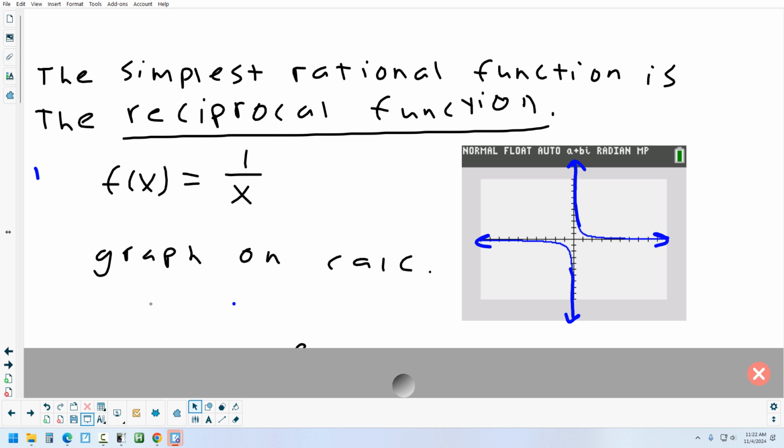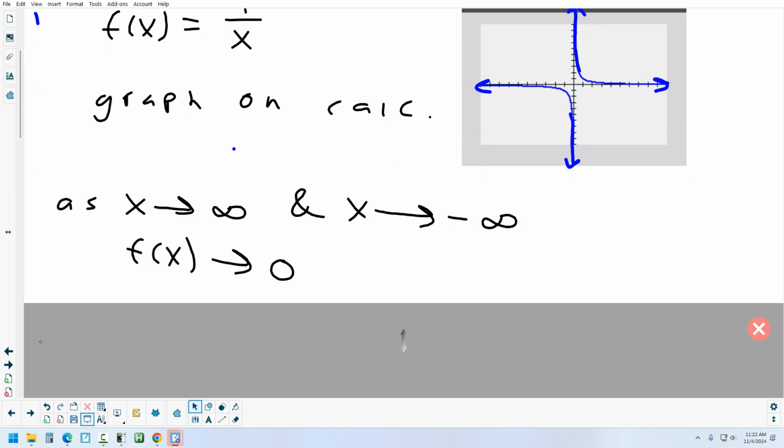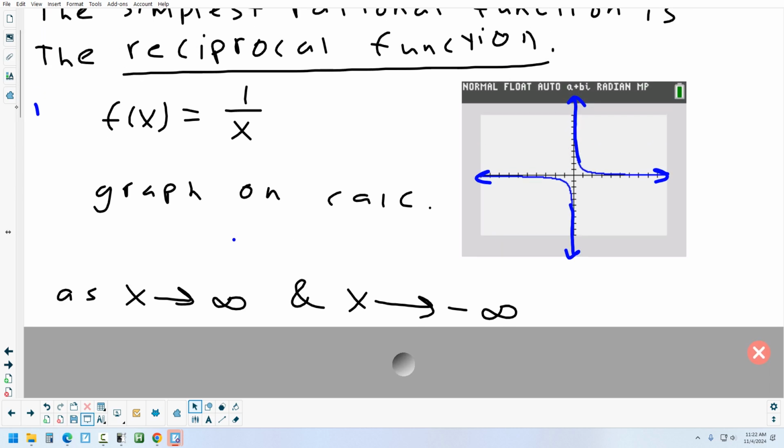Okay, so that's called the reciprocal function, 1 over x. Now, I want to look at two things. Remember, the arrow means approaches. So I want to look at what happens, not as we approach the middle, but as we head in opposite directions, as we head to infinity and negative infinity. What does it look like is happening to the y value? If you trace along this blue curve and keep going to the right forever, what does it look like your y value is getting very close to?